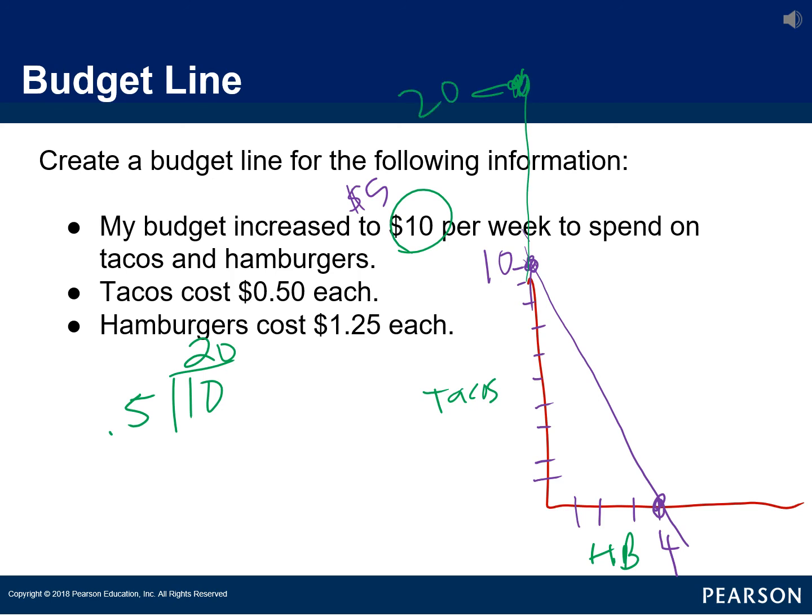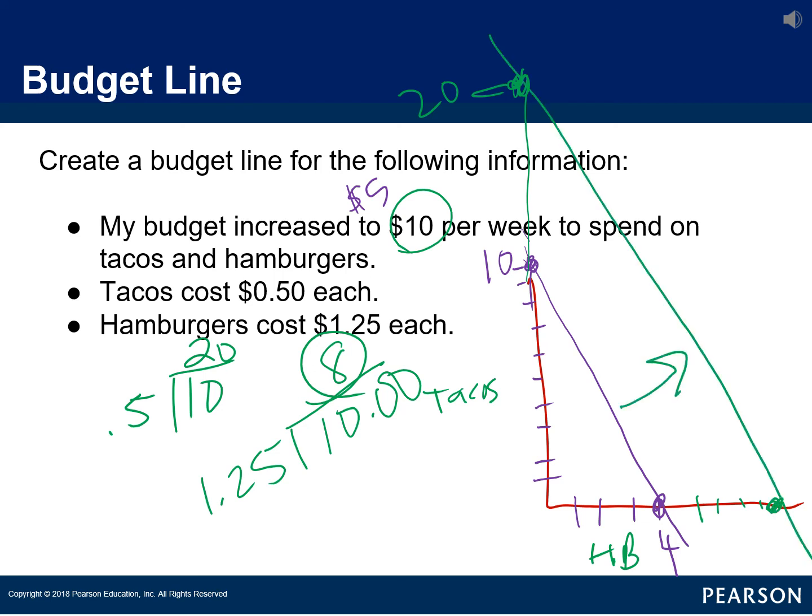And then hamburgers are still $1.25. But again, our budget went up to $10. So if we spent all of our $10 on hamburgers and we divided that out, we would get 8. So 1, 2, 4, about right here. So our new budget line has shifted completely to the right, so that it exactly doubled because we went from $5 to $10.